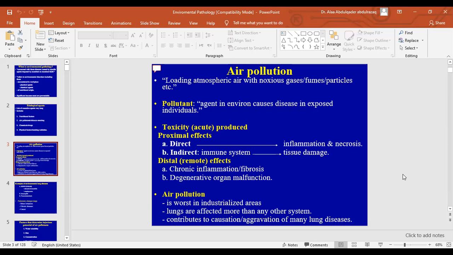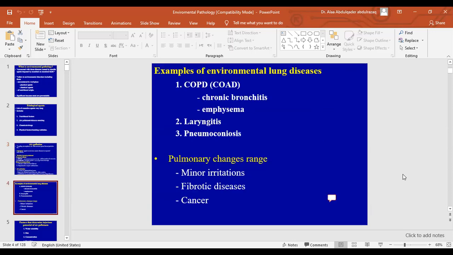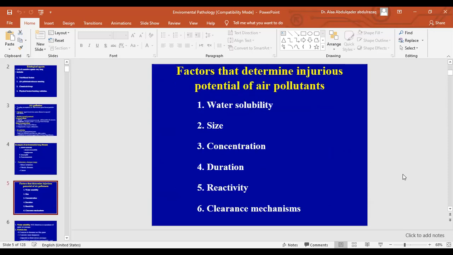Air pollution, it is the worst in the industrialized areas, and the affected organ, the mostly affected organ هي lungs لأن هي معظمها fumes and gases. Air pollutant contribute to the causation and aggravation of many lung disease. Example of environmental lung disease تشمل لنا chronic obstructive airway disease اللي هي chronic bronchitis and emphysema, laryngitis and pneumoconiosis. Changes باللنج راح تكون من minor irritation, fibrotic disease to cancer.